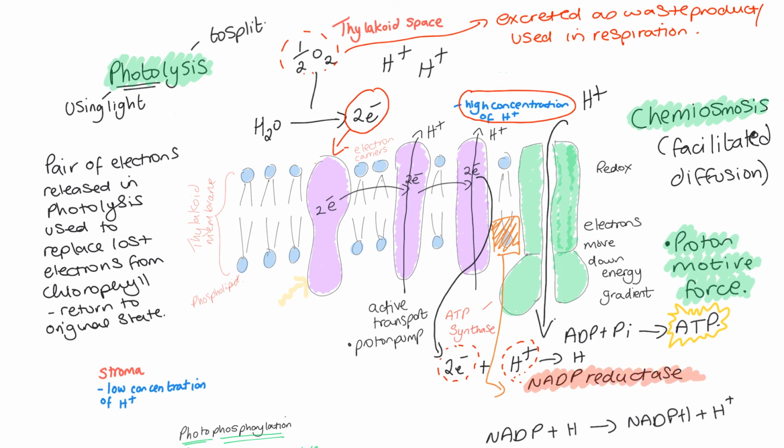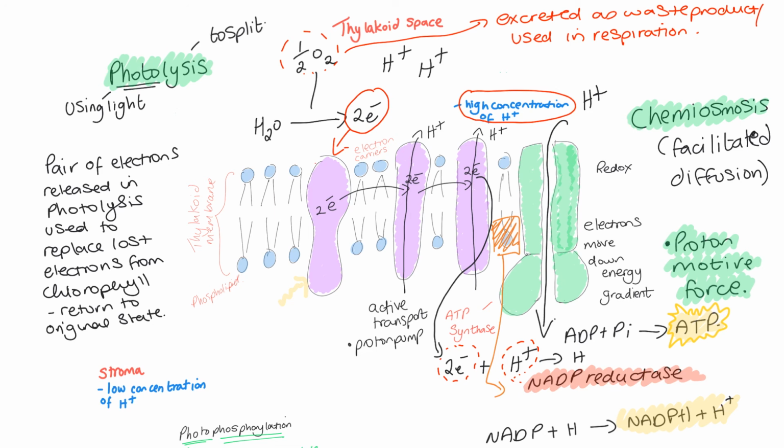So by the end of the light-dependent reaction, we have created ATP and reduced NADPH. These will then go to the second stage of photosynthesis, where they will be used to make glucose.